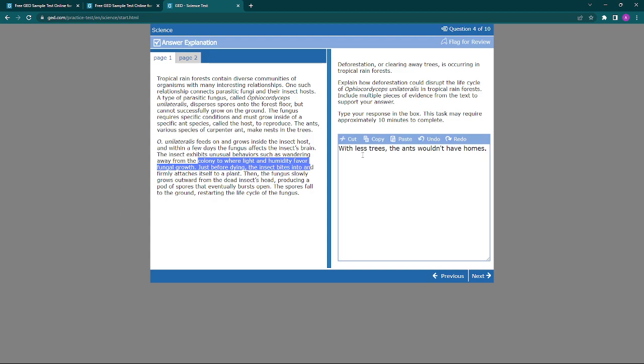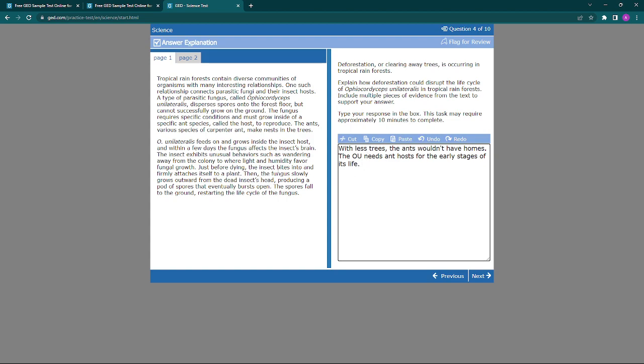But I know for a fact that with less trees, the ants wouldn't have homes, and they need the home. Then you should follow up that the OU needs ant hosts for the early stages of its life, as it's growing until it can infect the insect's brain. It feeds and grows inside the insect host for a few days, so it needs that period. I know this is really beating it to death, but in 10 minutes we did a couple minutes. You should go even more if you can.